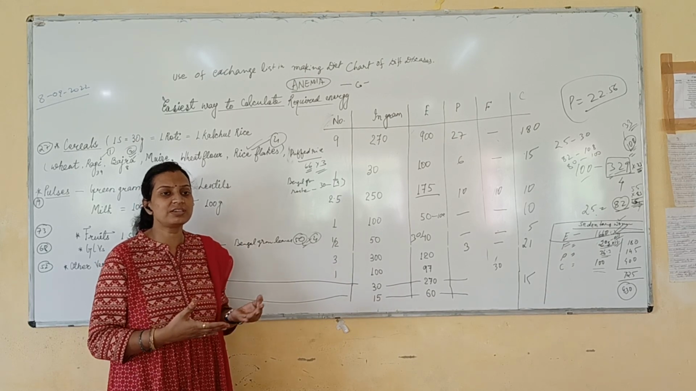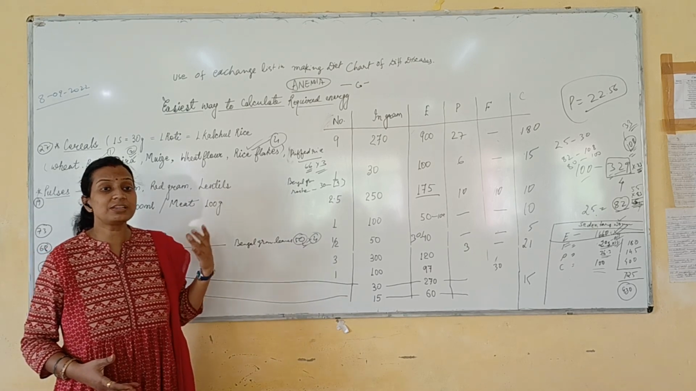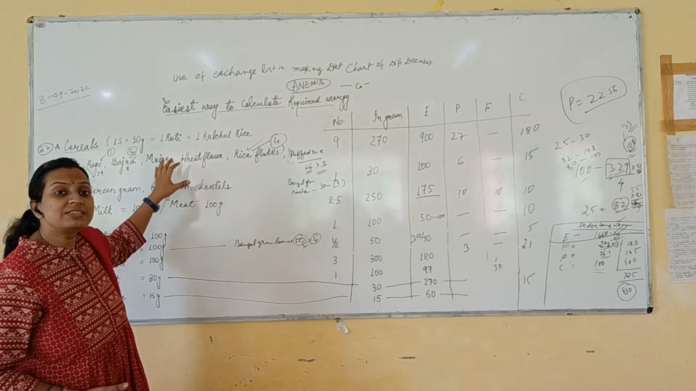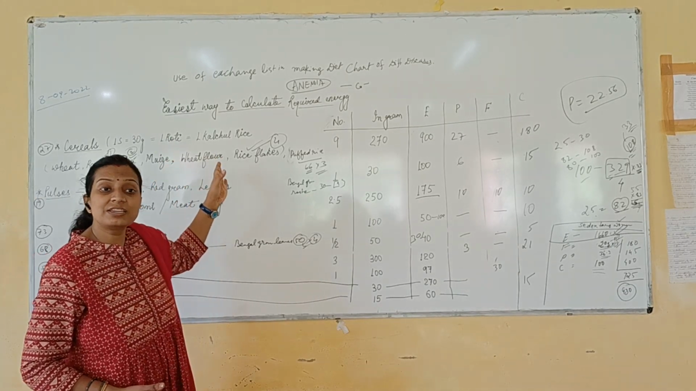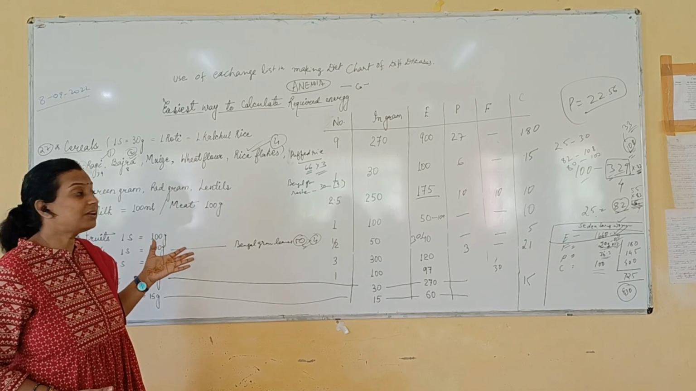Which one is highest in iron content, which one is highest in fiber content, which one is highest in fat content, and you have to go group wise. In cereals, which cereal is highest in iron? In pulses, which are the pulses which are highest in iron?